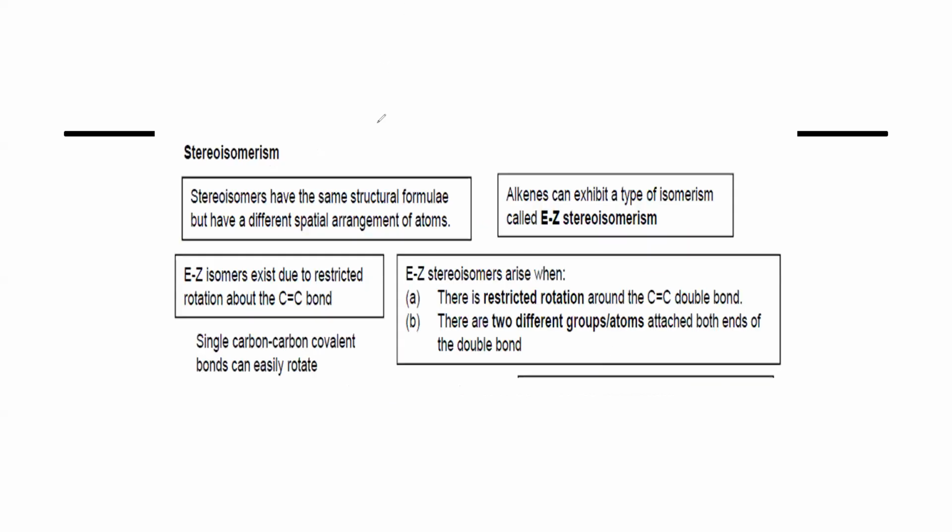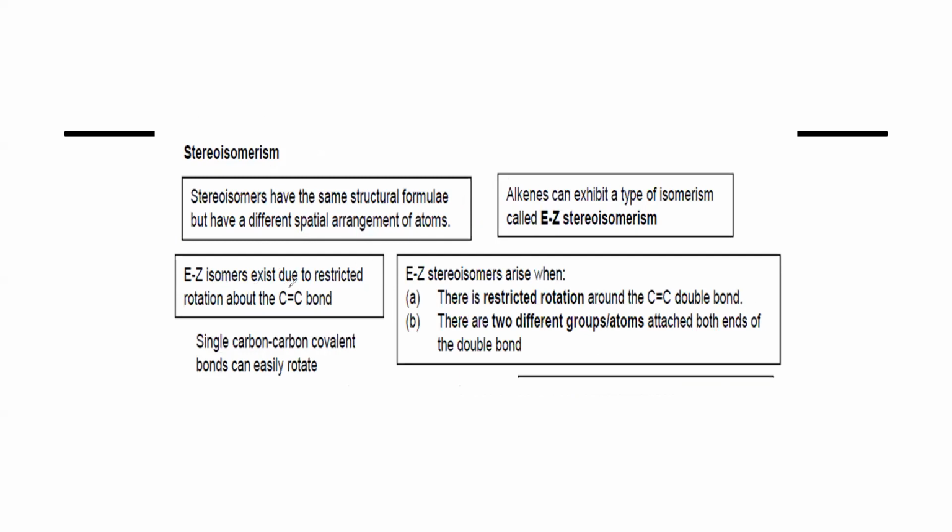Then what is stereoisomerism? Stereoisomers have the same structural formula, but they have a different spatial arrangement, like geometry. And this stereoisomerism is divided into two classes. One is called geometrical, another one is optical. But you will learn geometrical isomerism.